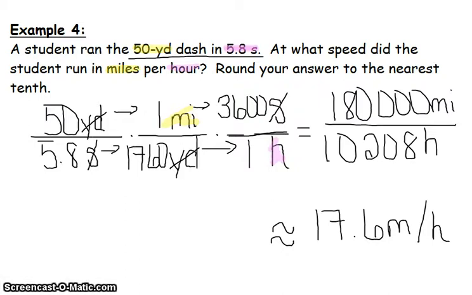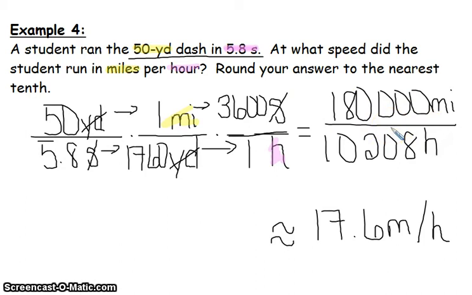The problem that we got here at the very end, once we multiplied straight across, is telling someone that they can travel 180,000 miles in 10,208 hours, based on being able to run 50 yards in 5.8 seconds. But this is a very unreasonable number.